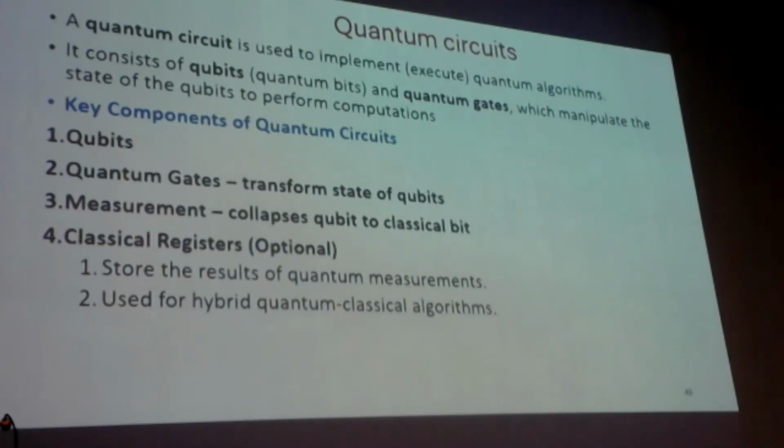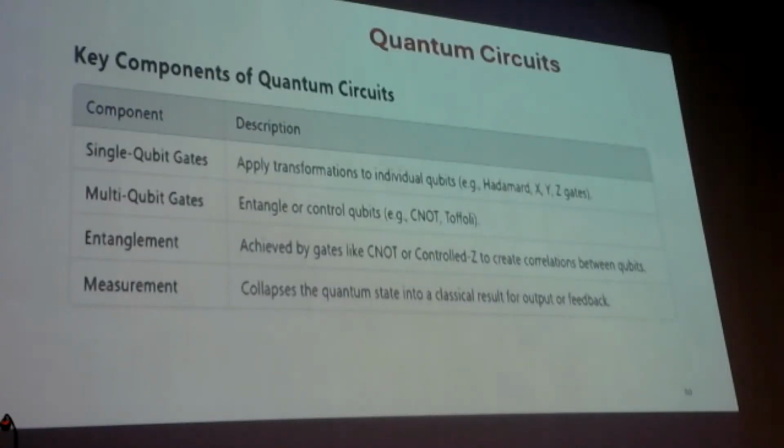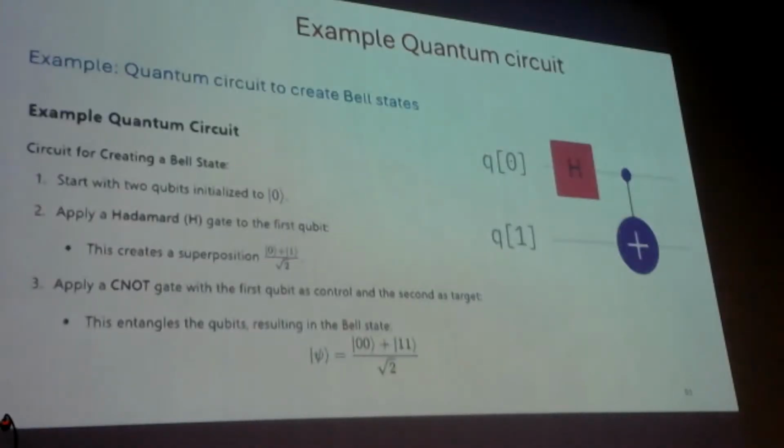You don't have to do anything. Everything is there. You have a tutorial. You just go and look. You'll understand these things much better. So as I said, your single qubit gates, multi-qubit gates, entanglement and measurement. These four are very, very important for quantum circuits to be designed and operated.